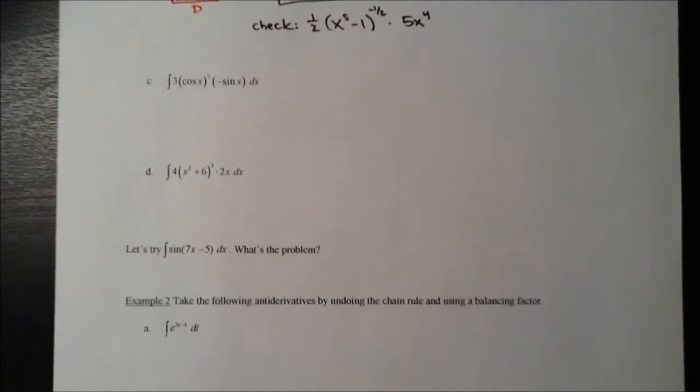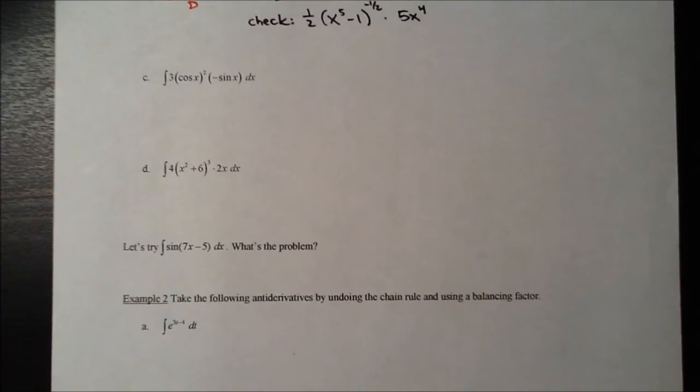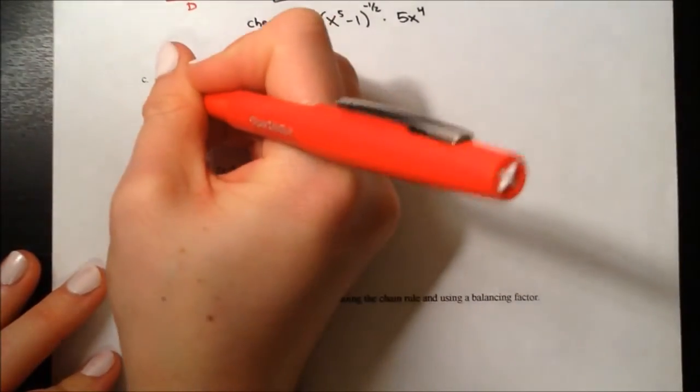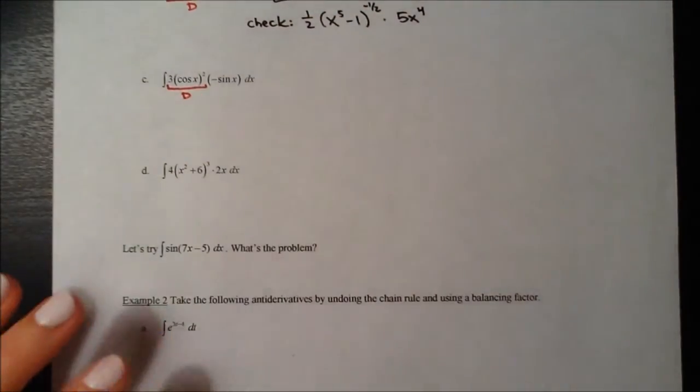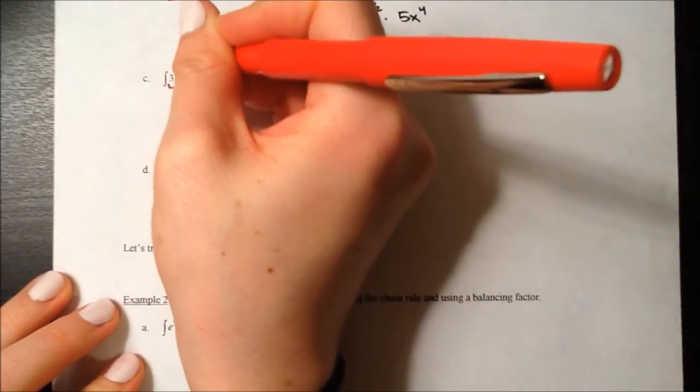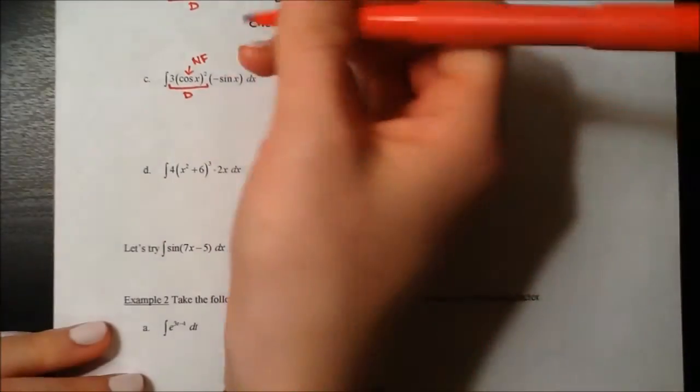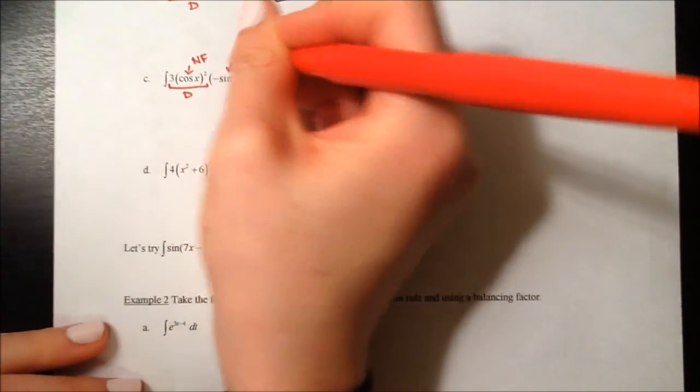Okay, a couple more examples. Let's try this one. So let's identify, like, this piece right here is our derivative. That's the derivative part, I guess. The nested function is the cosine. And then what's the derivative of cosine? Negative sine. And so there's our correction factor right here.